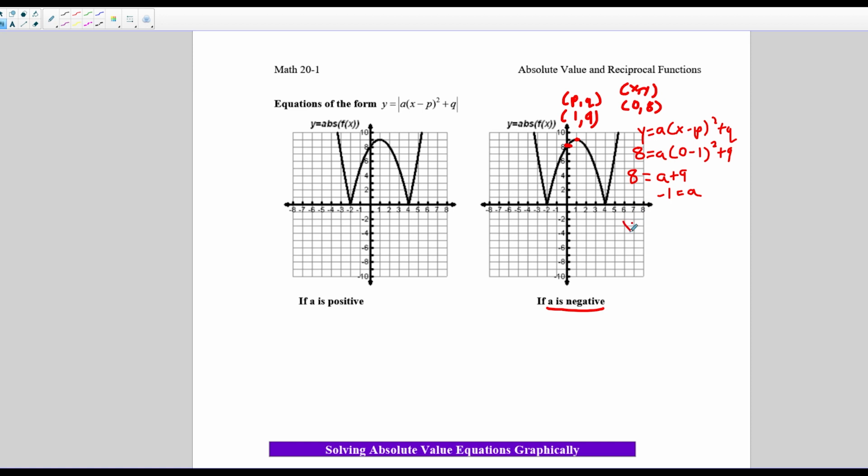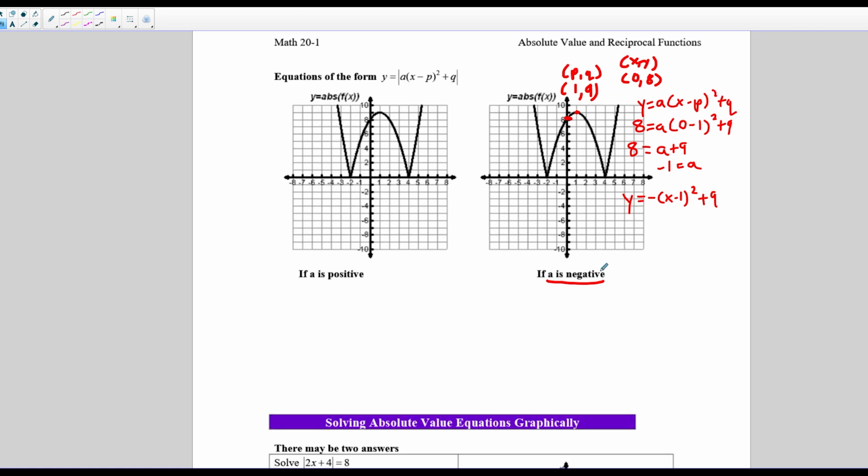So now we can plug that a value back into our vertex form. So we can say that we have y is equal to negative 1, or just negative, and then we're going to have x minus 1 squared plus 9. So now what we're going to do is put that equation into an absolute value. So y is equal to the absolute value of negative x minus 1 squared plus 9, and that's all inside of my absolute value function.